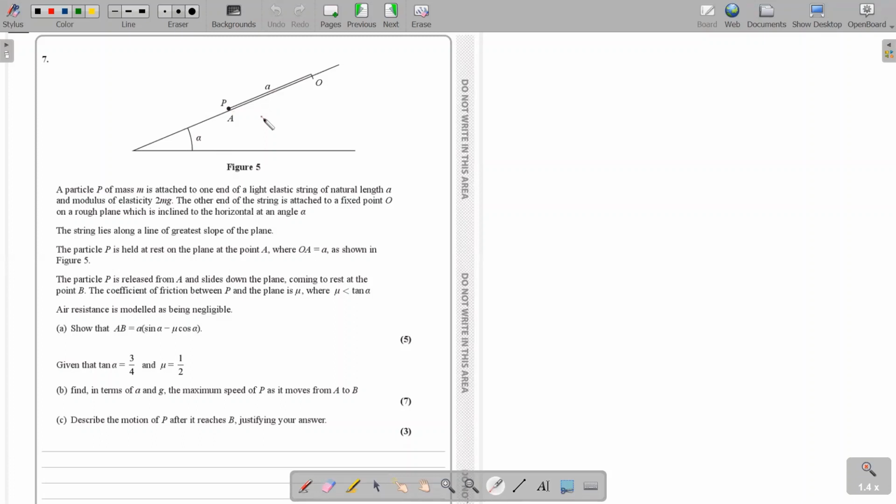Particle P is released from A and slides down the plane, coming to rest at the point B. The coefficient of friction between P and the plane is mu, where mu is less than tan alpha. Air resistance is modeled as being negligible. Show that AB equals A sine alpha minus mu cos alpha. So it's 5 marks. Okay, let's read this again and try to understand.